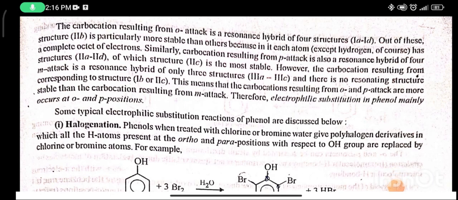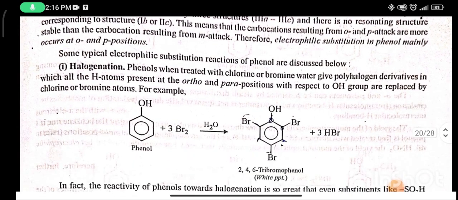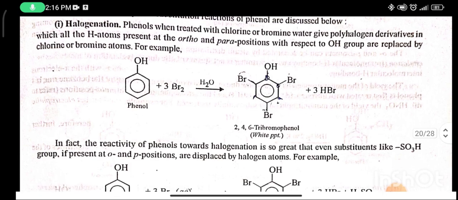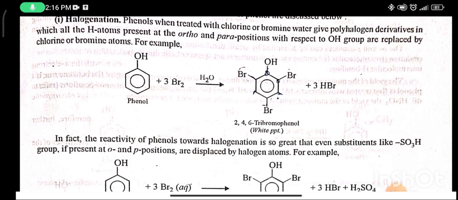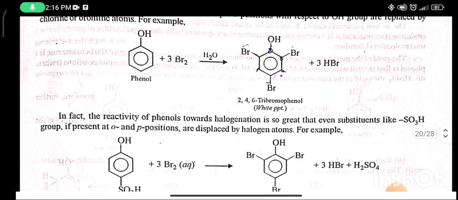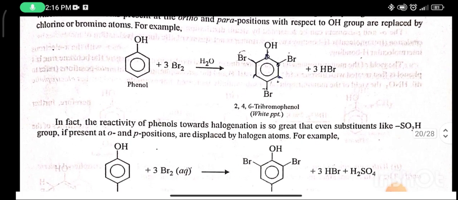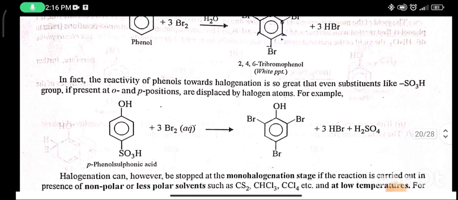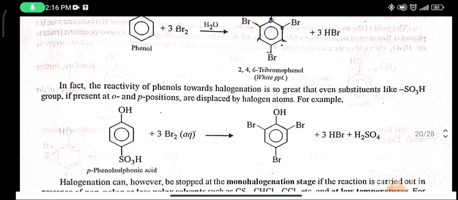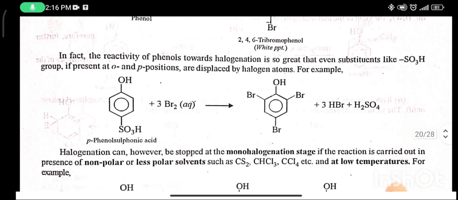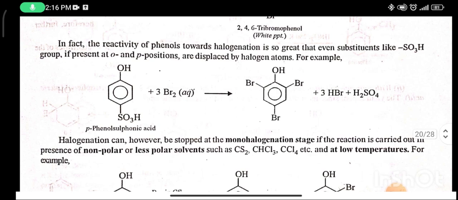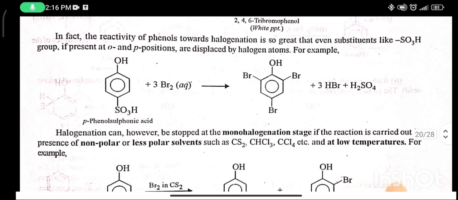Therefore, electrophilic substitution in phenol mainly occurs at the ortho and para positions. Halogenation. Phenol, when treated with chlorine or bromine water, gives a polyhalogen derivative in which all hydrogen atoms present at the ortho and para positions with respect to the OH group are replaced by chlorine or bromine atoms. Phenol reacts with 3Br2 in presence of water to give 2,4,6-tribromophenol, white precipitate, plus 3HBr. In fact, the reactivity of phenol towards halogenation is so great that even substituents like the SO3H group, if present at ortho and para positions, are displaced by halogen atoms.